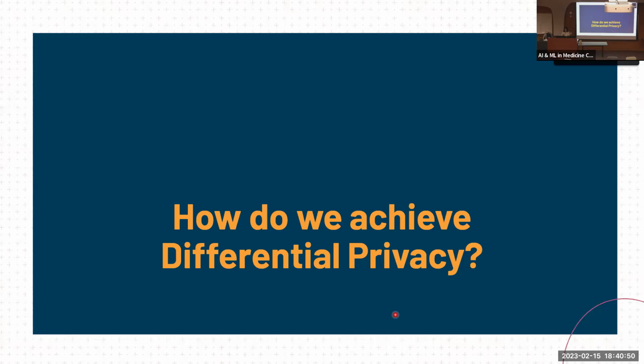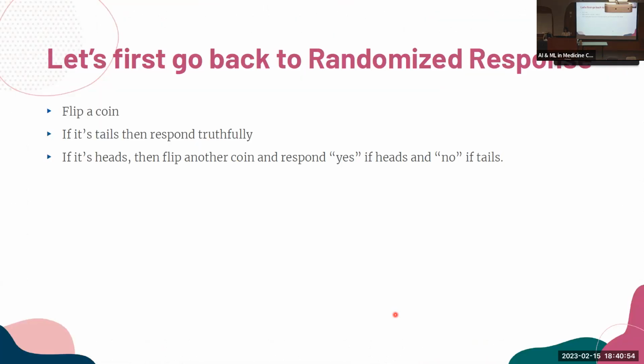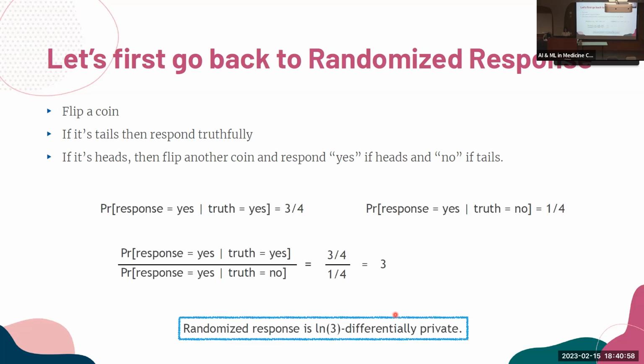Okay, that's nice, but how do we actually achieve this? Well, we already looked at one example, which was randomized response on the binary answers. And if you actually do the calculation of what the probability of the output is for a given data set, and then for a neighboring data set, you end up with a ratio, which is 3, which means that this particular mechanism is log 3 differentially private.